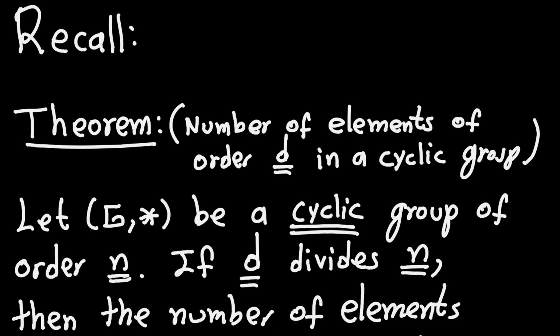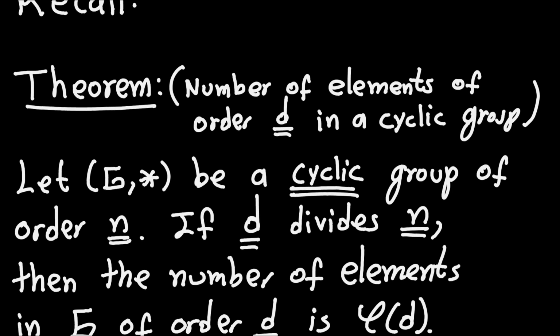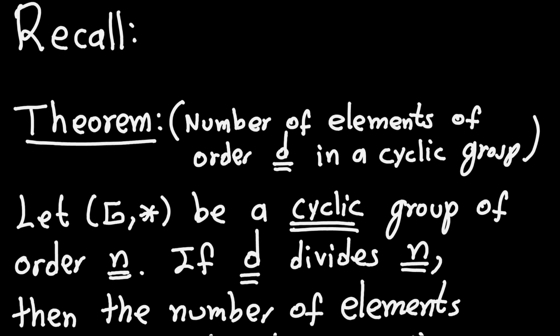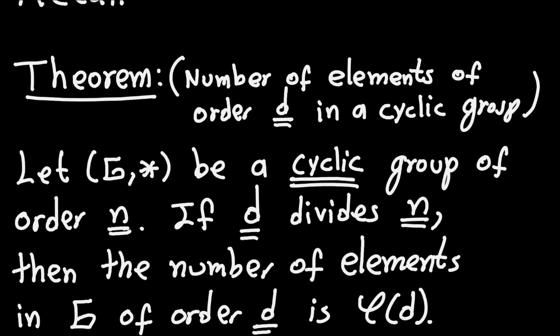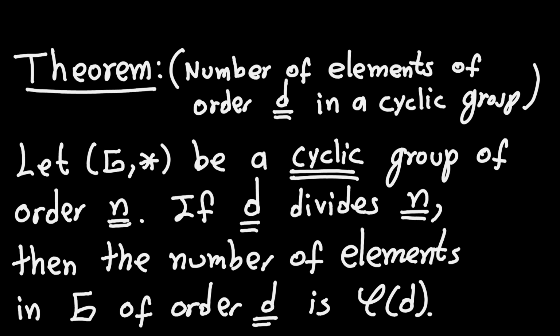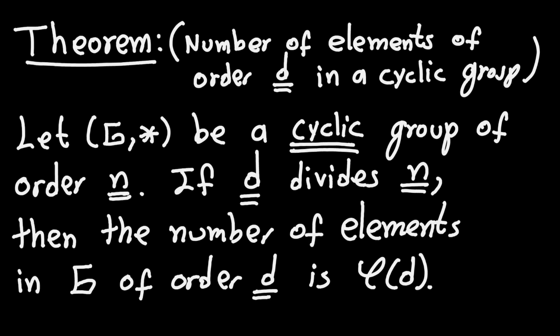I'm going to start this video by recalling a theorem we proved in a previous lecture. I'm going to put the link to the video lecture in the description below, and it's the theorem that talks about the number of elements of order D in a cyclic group. So let me quickly remind you what the theorem said.